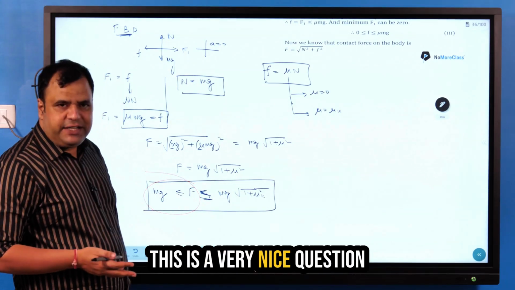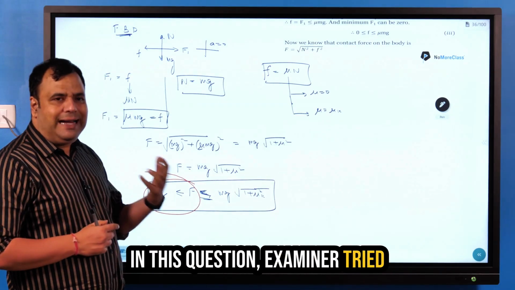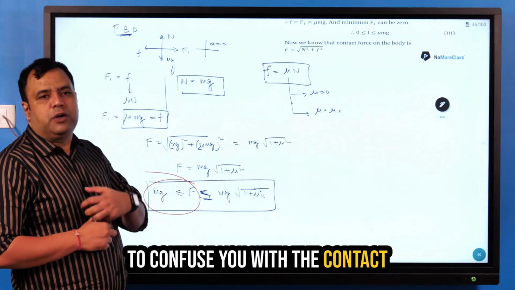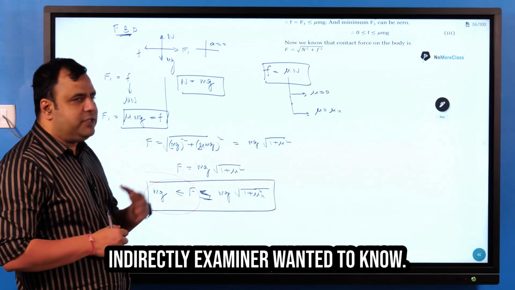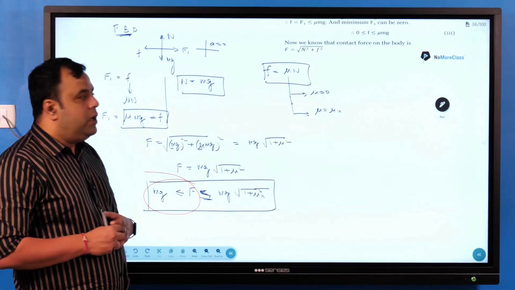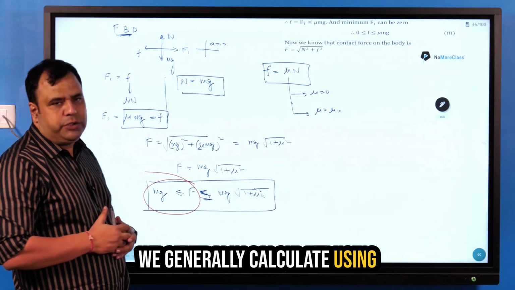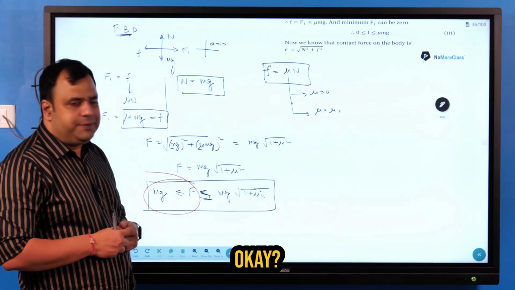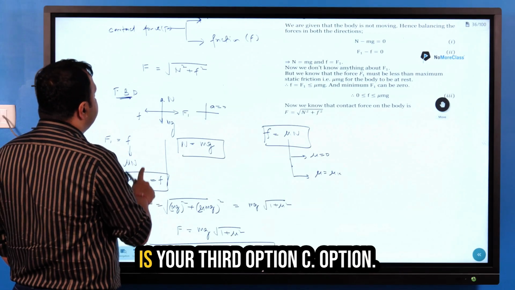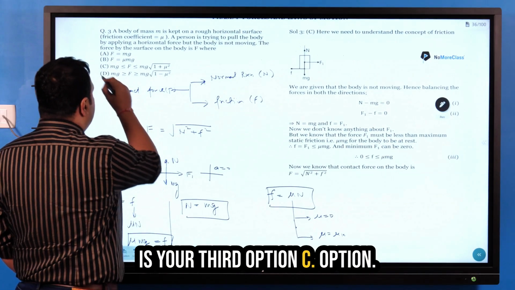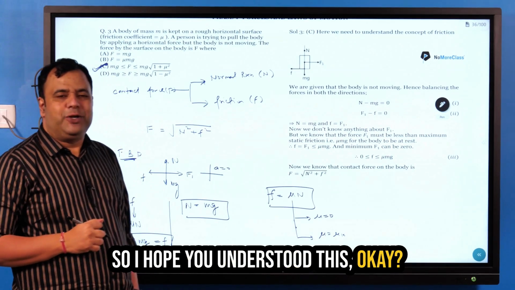This is a very nice question where we are learning more about the contact force. In this question, the examiner tries to confuse you with the contact force. But when asking about the contact force, indirectly the examiner wanted to know about the friction and the normal reaction only, which we generally calculate using the simple method of the FBD. So I hope you understood this question. As you can see, this is your third option, option C. Option C is the right option. I hope you understood this. Thank you.